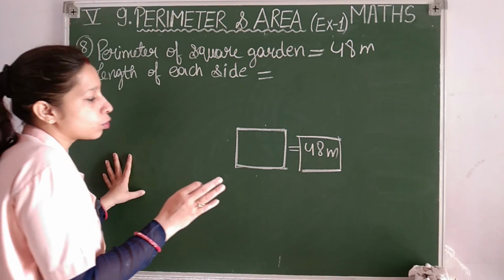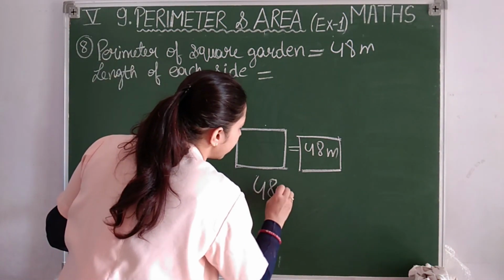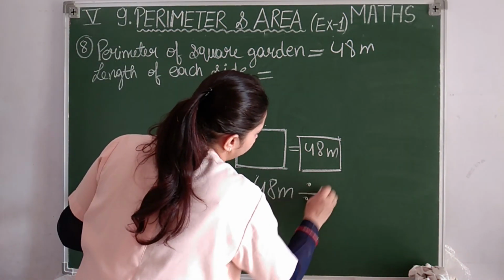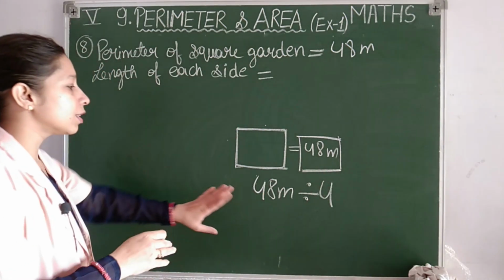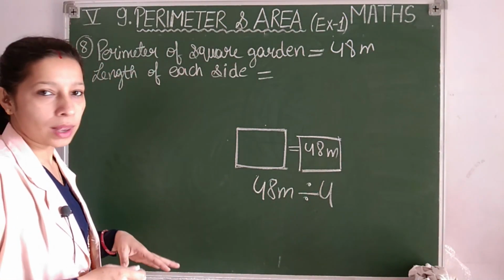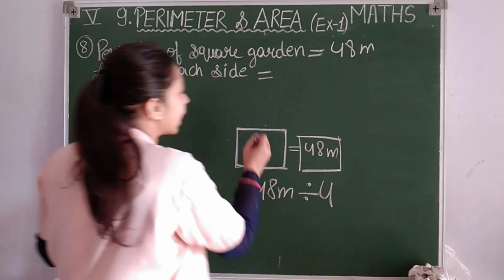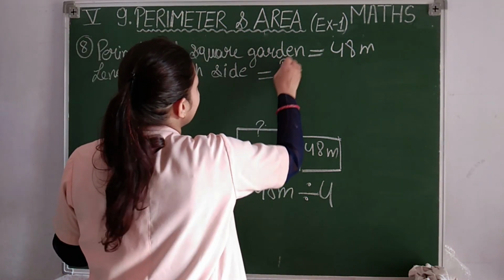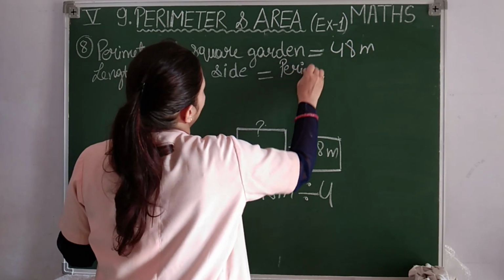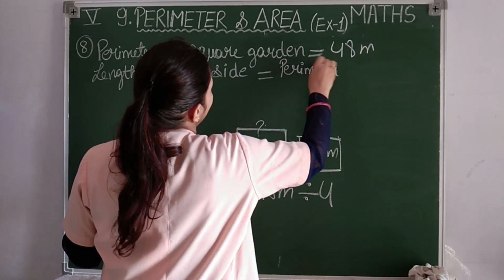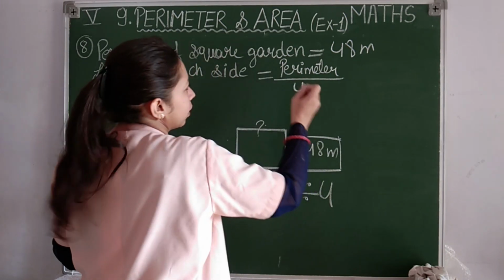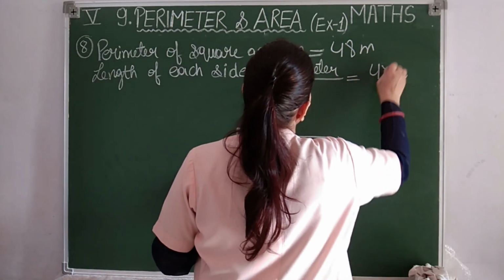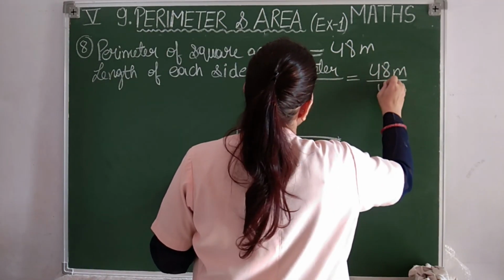So what you are going to do? You will divide this 48 meter with 4. Okay. Then what will happen? This 48 will be divided into 4 equal parts and you will get the length of one side. Let us see. So here the formula that I will be writing will be perimeter divided by 4. Okay, students, perimeter divided by 4. That means 48 meter divided by 4.